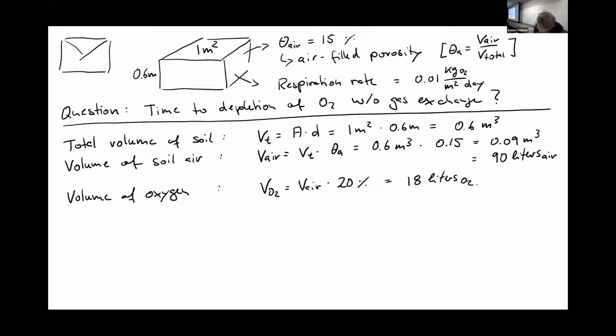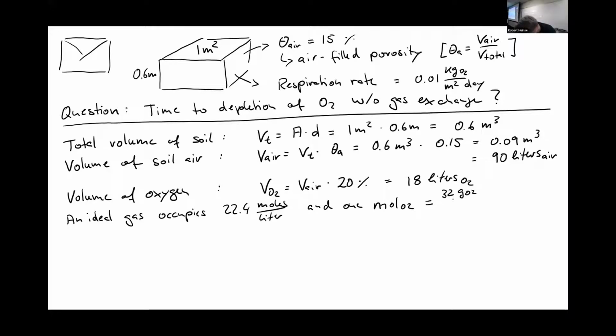In order to do that, let's remember back to some old stuff. An ideal gas occupies 22.4 liters per mole, and 1 mole of O2 equals what? Okay, it works out that we're working in a chemistry building. So oxygen, 16 grams per mole. It's an O2, so 32 grams per mole. So 32 grams of O2 per mole. So with that, all we've got to do now is to calculate this.